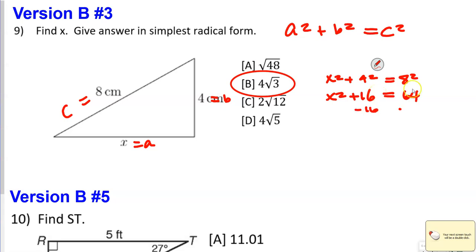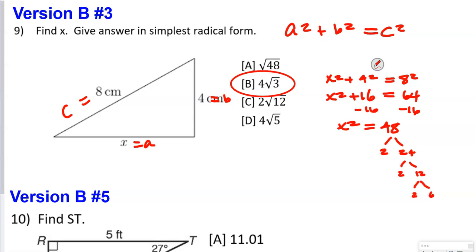Subtract the 16 from both sides. So x squared equals 48. Now, hopefully all of y'all can see that this is obviously divisible by 2, right? So we divide 48 by 2, we get 24. We divide 24 by 2, we get 12. We divide 12 by 2, we get 6. We divide 6 by 2, we get 3, right?